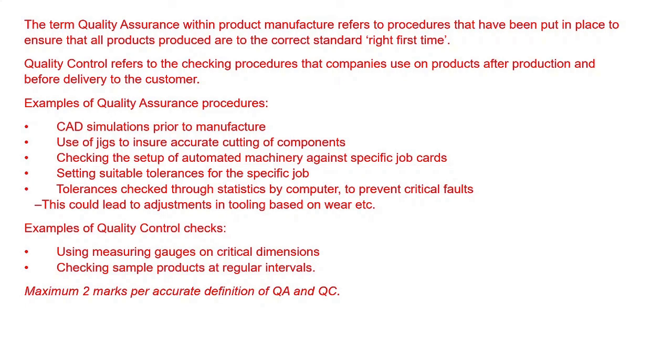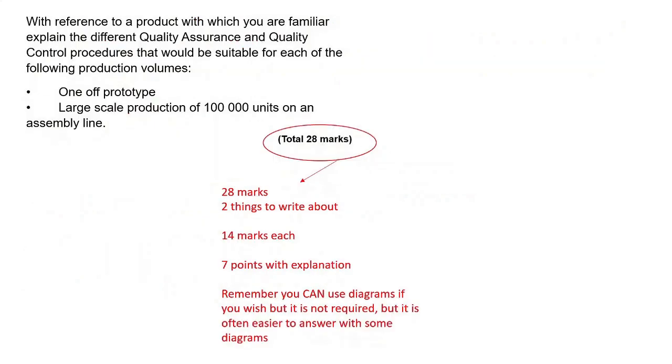So, again, we've said quite a few times now, anytime it's with a product of your choice, just make sure it's something that you can be familiar with. You might say something like a Coca-Cola bottle, biro pen, anything that's relatively simple but you know that can be checked.